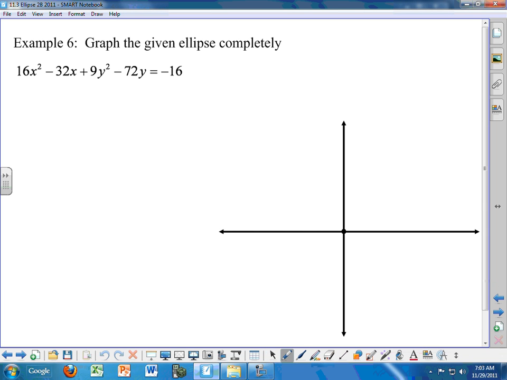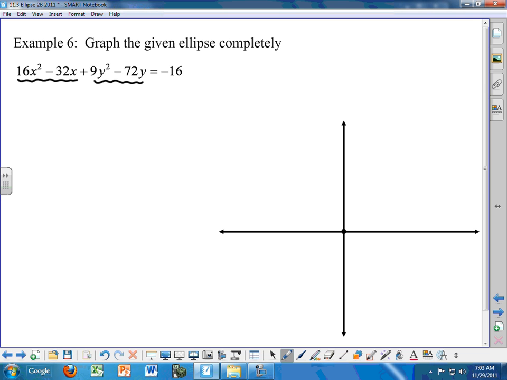Today we're looking at example 6, which is probably the most difficult of our ellipse graphs, and that's because our equation is not in the standard form. Instead, we're going to have to complete the square in order to get the x terms written in the way that we like to see them, and the y terms written in the way that we like to see them.